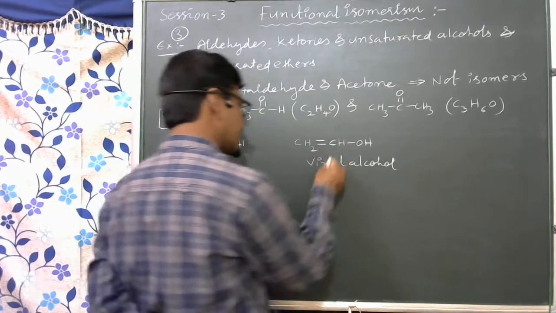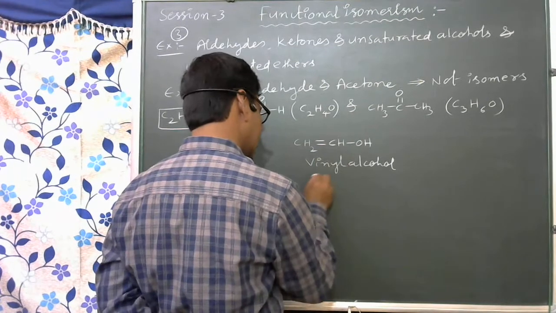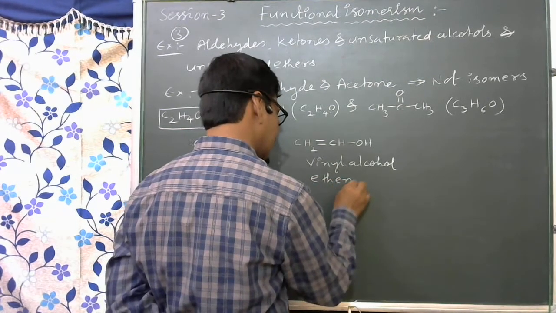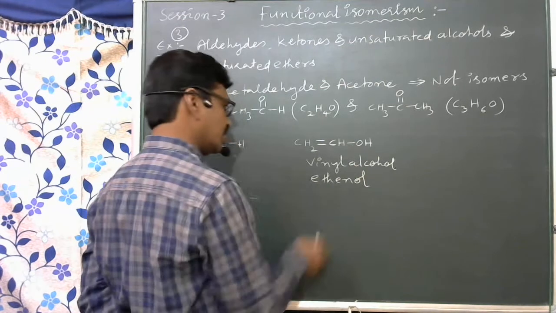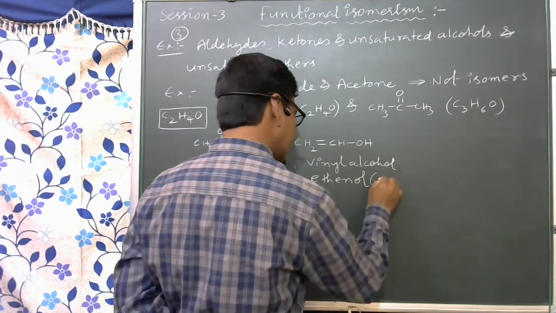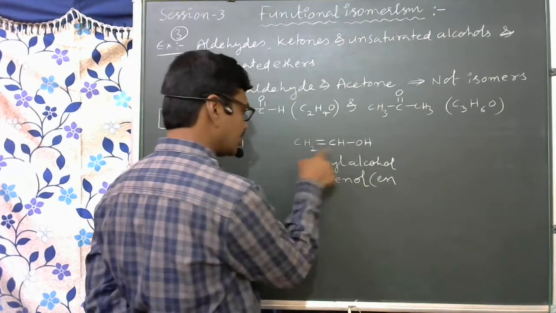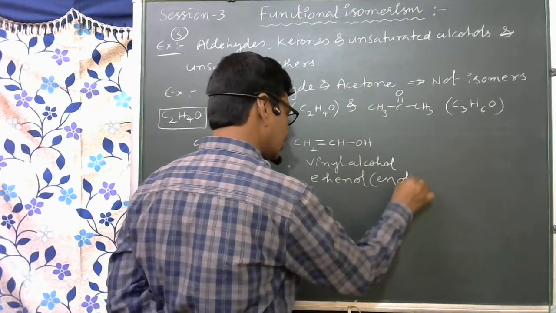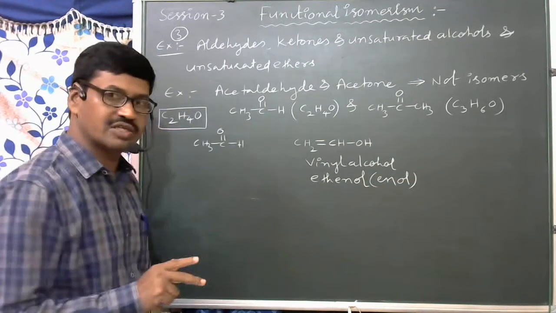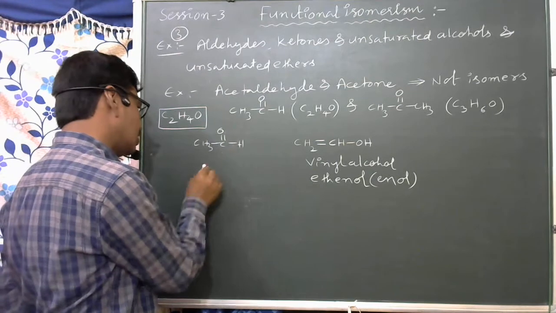Ethenol, we can say, because on the first carbon only the OH group is there, so we can write it as ethenol. Otherwise, enol: this is "ene", in the sense that a double bond is there. Here the OH group is "ol", so this is enol, meaning two functional groups are there. But here the aldehydic functional group is present.